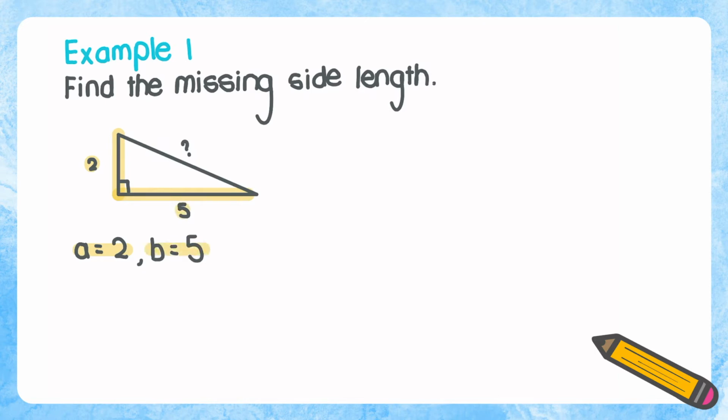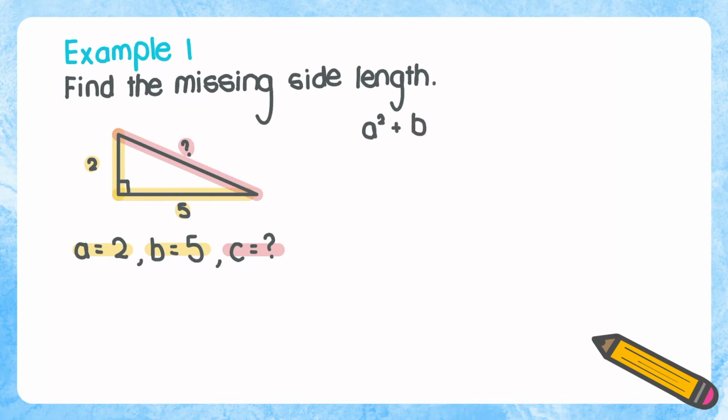So we use A and B to label the legs. And lastly, we have the hypotenuse. That's this one right here. We're not sure what the hypotenuse is. This is the missing side length that we have to find. So we're going to use the Pythagorean theorem to find this missing length.